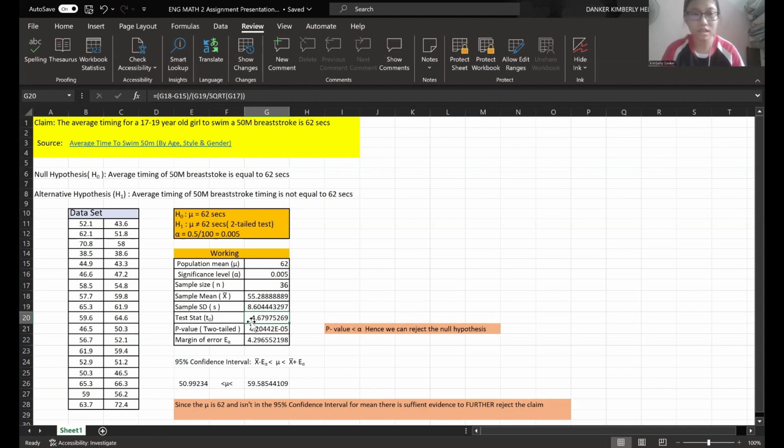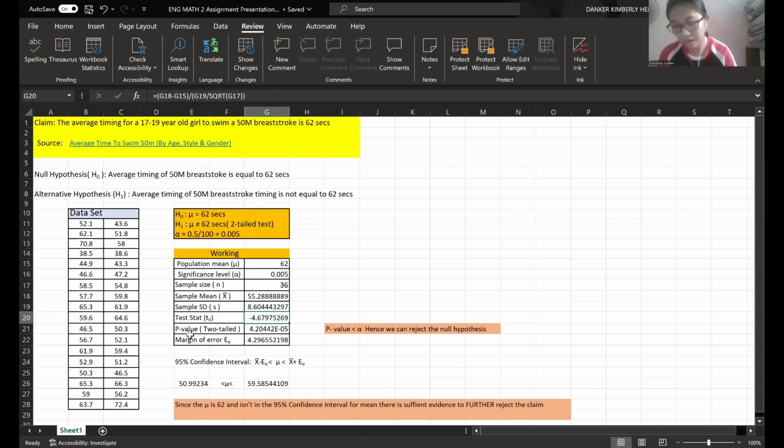So for testing the statistics T naught, I use a t-test as I said previously. Sigma was not given, so I use S. So in this case, for the formula over here, it is X bar, so my mean, minus my population mean, mu, over S, divided by the square root of the sample size. So this gave me this value over here.